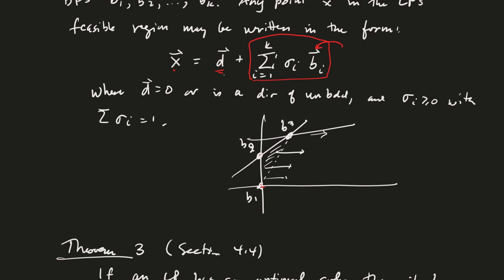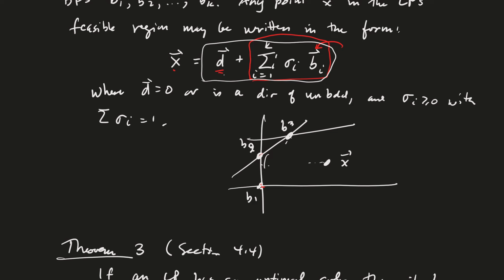D is allowing you to move your little piece here forward. I'm kind of waving my arms, but you can't see that. Okay, so let's just do an example of how I might write this. Suppose my point was here. Then how would I write this as a convex combination? Well, the first thing I would do is project this back, right? Because this is a direction along the negative direction of unboundedness.